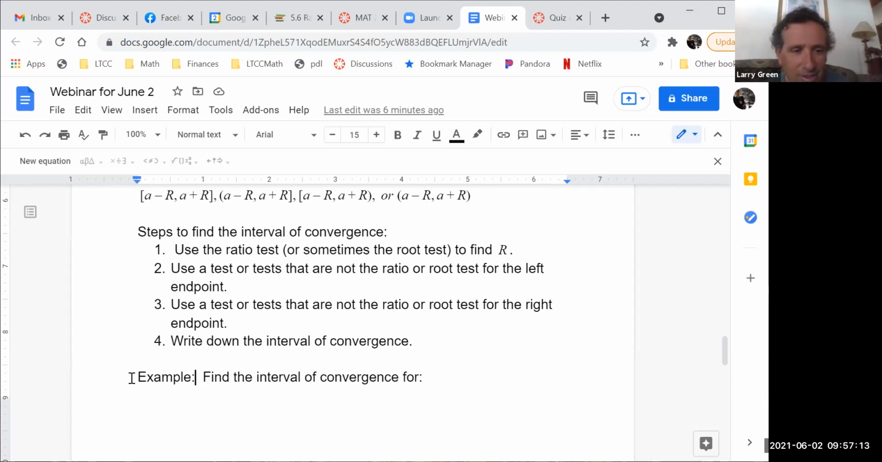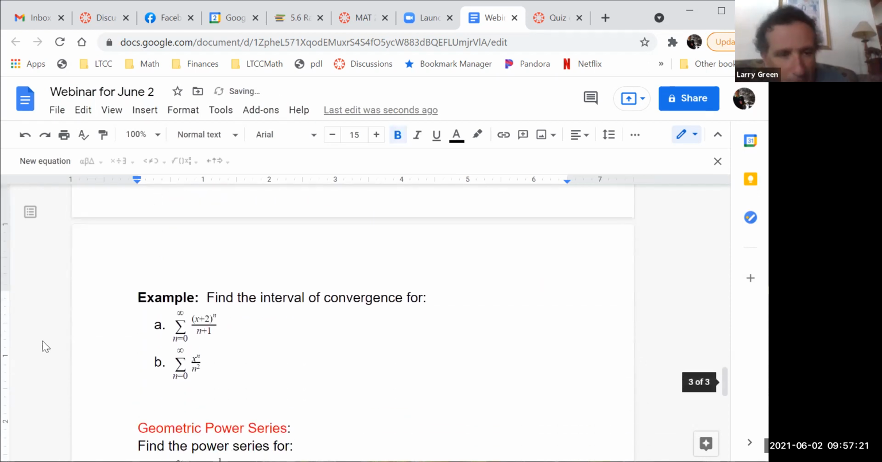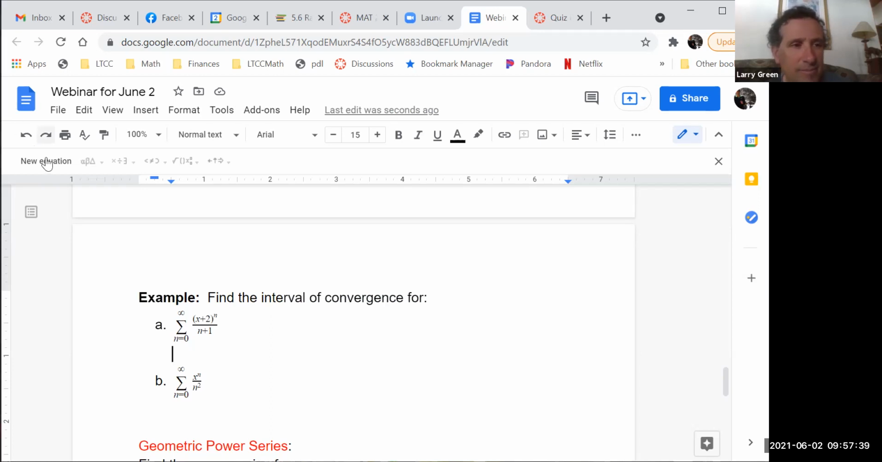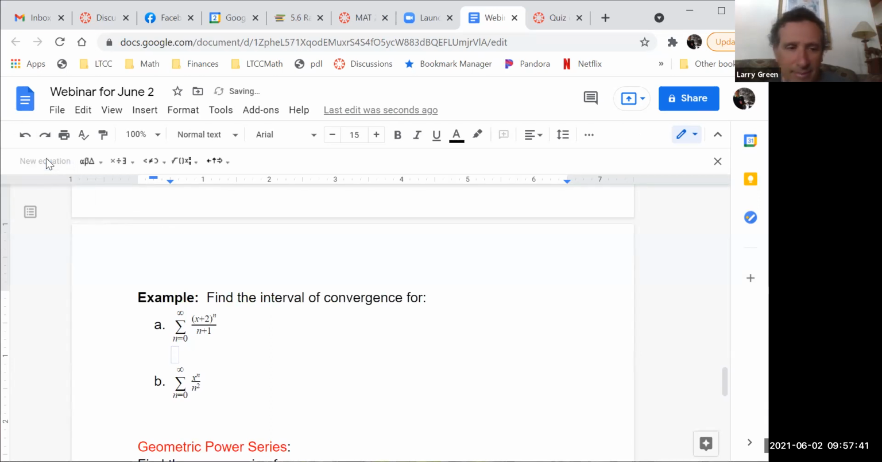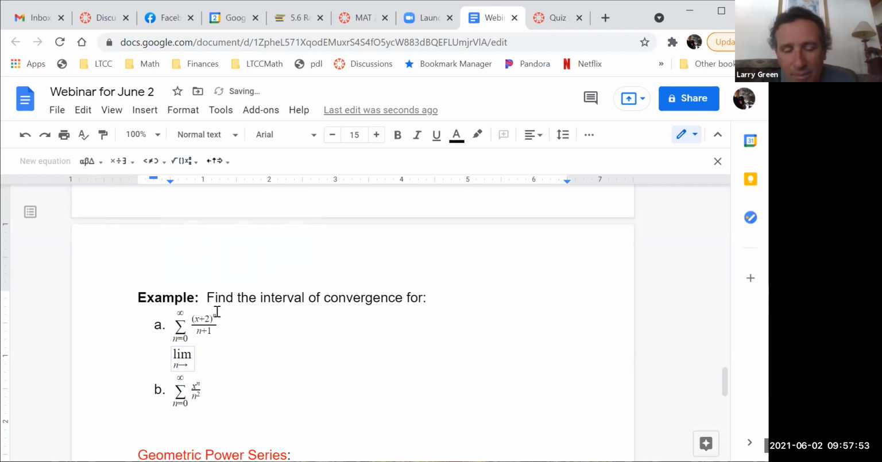Okay, so let's do an example or two. Find the interval of convergence for, let's start out with the summation, n equals 0 to infinity, of (x plus 2) to the n over n plus 1. How do we start? What's the first thing we should do? Ratio test, that was step one. So that means we're going to take a limit. Let's take a limit as n approaches infinity.